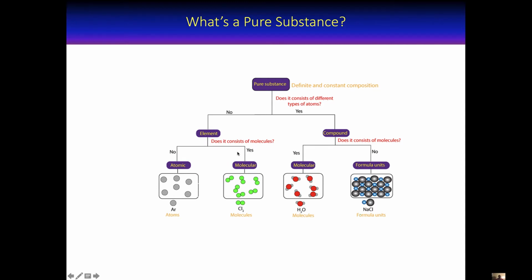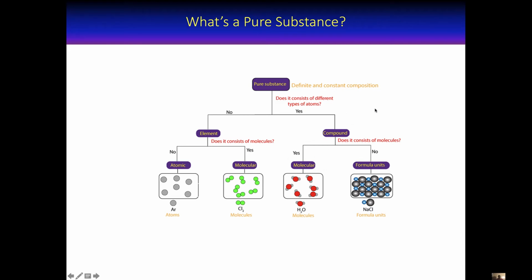Also, an element can exist as molecular. An example of an element that exists as molecular is chlorine. So chlorine consists of what? Chlorine molecules. So here, each green circle depicts chlorine. To form the chlorine molecules, two chlorine atoms would unite. So you see that two green circles are touching, depicting a chlorine molecule. Okay, so the chlorine element consists of molecules.